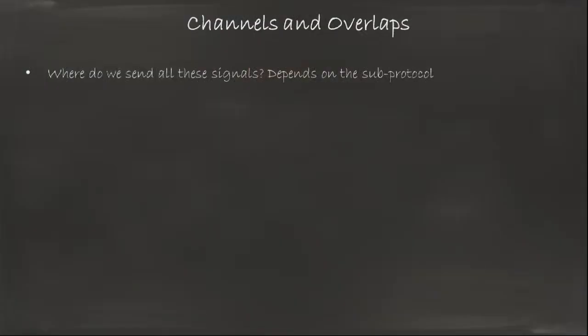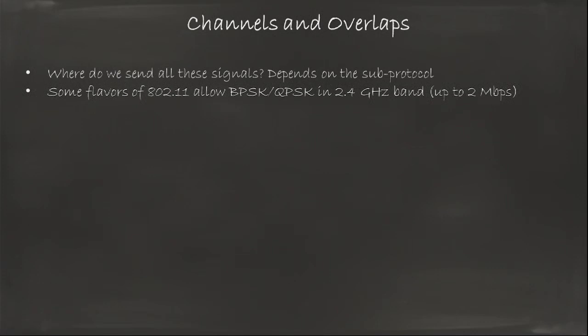Okay, so those were the transmissions. Now let's look at where they are used and, by the way, how we can use them together. Because the way we send those signals is also going to depend on the band, but also on the subprotocol that you're using. So some flavors of 802.11 allow BPSK and QPSK in the 2.4 GHz band. And that means that with those flavors, you can go all the way up to 2 megabits per second.